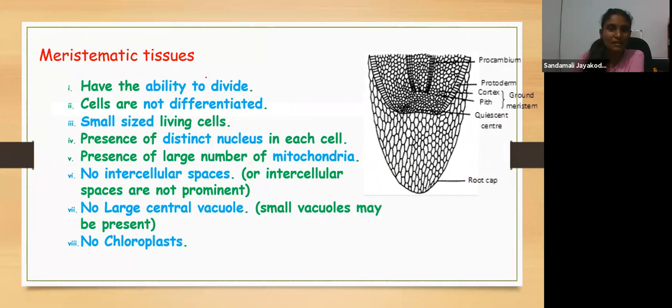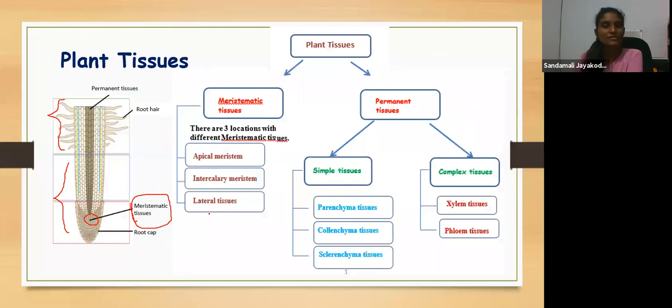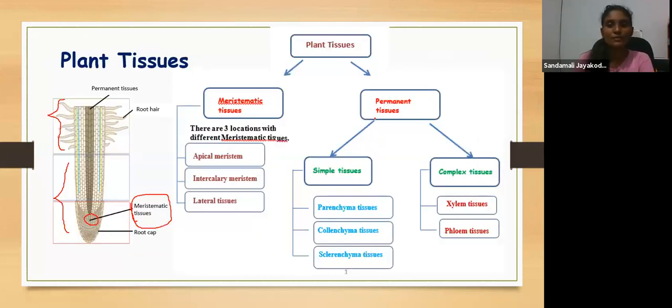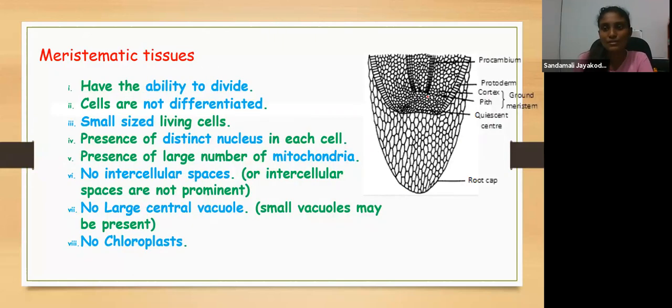In this part, we are learning meristematic tissues first. At first, we are going to learn the features of these meristematic tissues. As I told you, there are very small cells here. In this image too, you can see that the meristematic region contains very small cells. Their most common feature is their ability to divide. They can divide and make other cells.